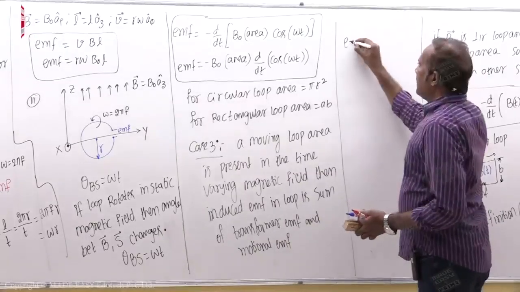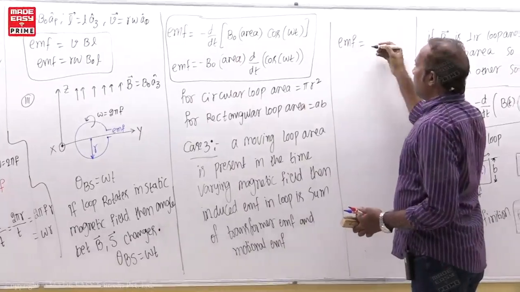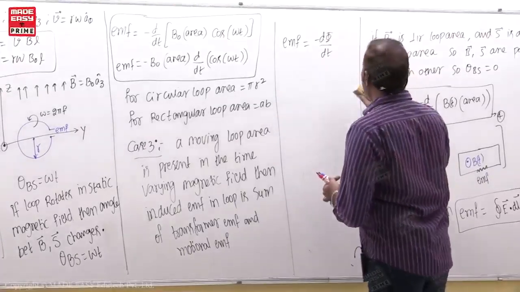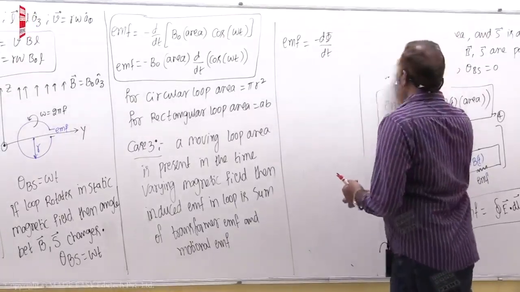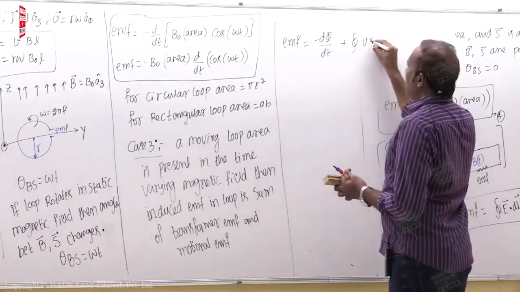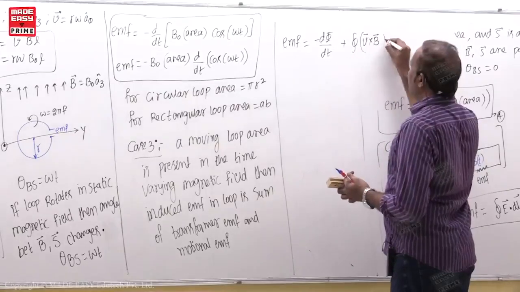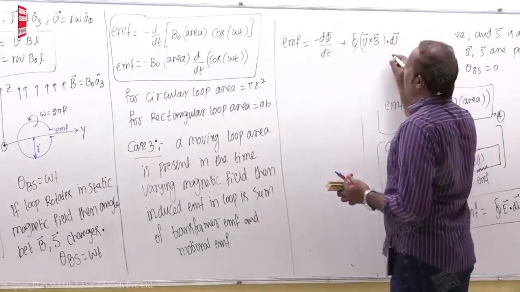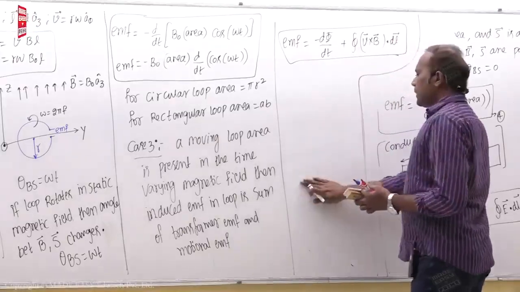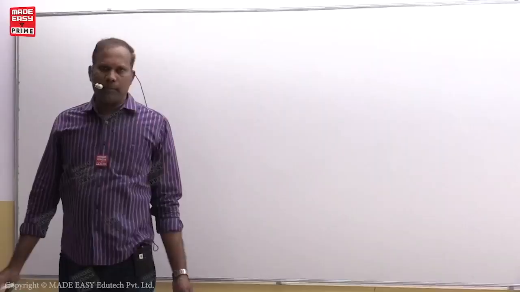So in this case, the total EMF becomes: transformer EMF is minus dφ by dt, and motional EMF is this one, closed integral of V cross B dot dl. So both you have to add, students, that is this one. Okay, these are the three experiments.